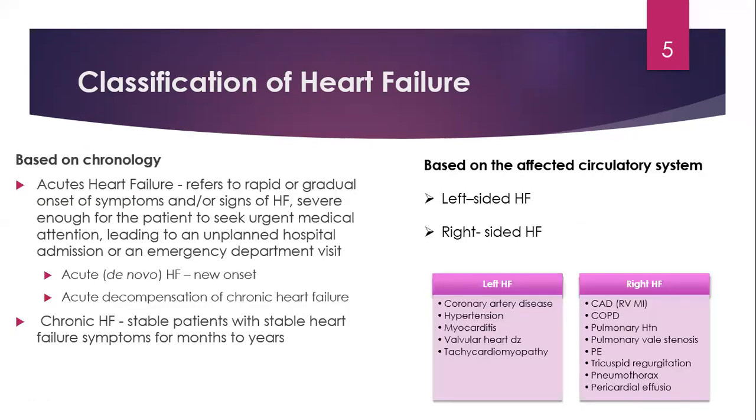So further classification, apart from the ejection fraction, can be based on the chronology of the heart failure. So you can have acute heart failure and chronic heart failure. Acute refers to either rapid or gradual onset of symptoms and signs of heart failure that are severe enough for the patient to seek urgent medical attention. And that can lead to an unplanned hospital admission or emergency department visit. So for the acute heart failure, you can have acute de novo heart failure, that is a new onset heart failure, the patient presenting for the first time with decompensation and needing admission.